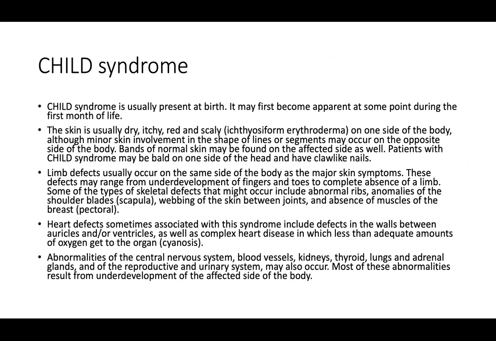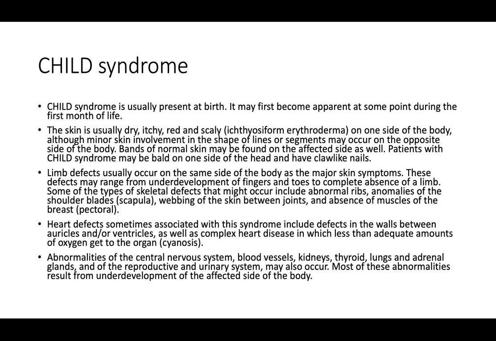Patients with CHILD syndrome may be bald on one side of the head and have claw-like nails. Limb defects usually occur on the same side of the body as the major skin symptoms. These defects may range from underdevelopment of fingers and toes to complete absence of a limb. Some of the types of skeletal defects that may occur include abnormal ribs, anomalies of the shoulder blades or scapula, webbing of the skin between the joints, and absence of muscles of the breast.